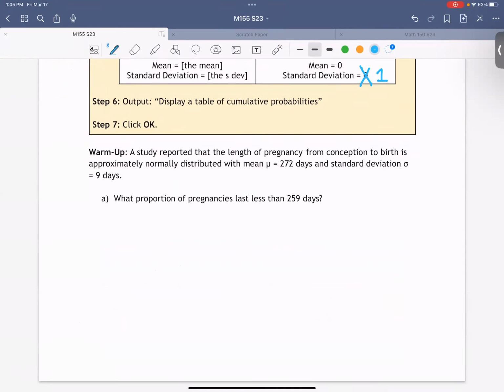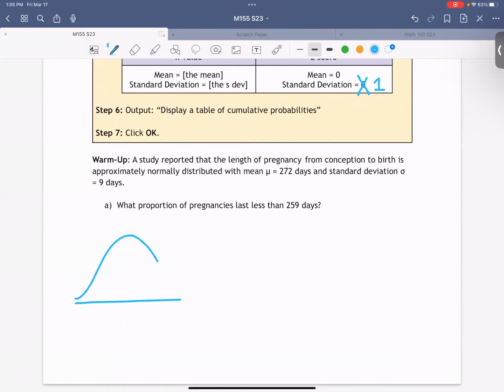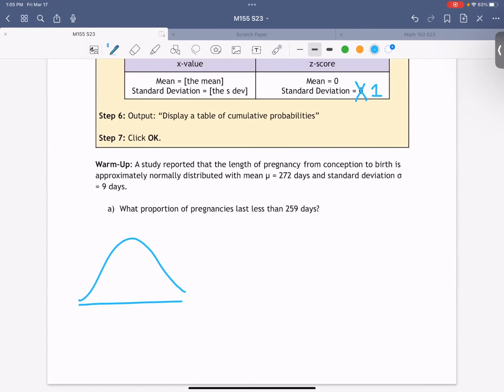Before I do a question, I always like to draw a picture of the normal distribution or the bell curve, just because it kind of helps me visualize what's actually going on here. Okay. So if I'm asked about the proportion of pregnancies that last less than 259 days, it's not telling me that 259 is a z-score. It's literally telling me that 259 is an actual data value. So this is actually an X value, which means I actually have to use the mean and standard deviation in the question. So if we're dealing with an X value, the mean is always in the middle, that's 272. The standard deviation is always going to be 9, okay?